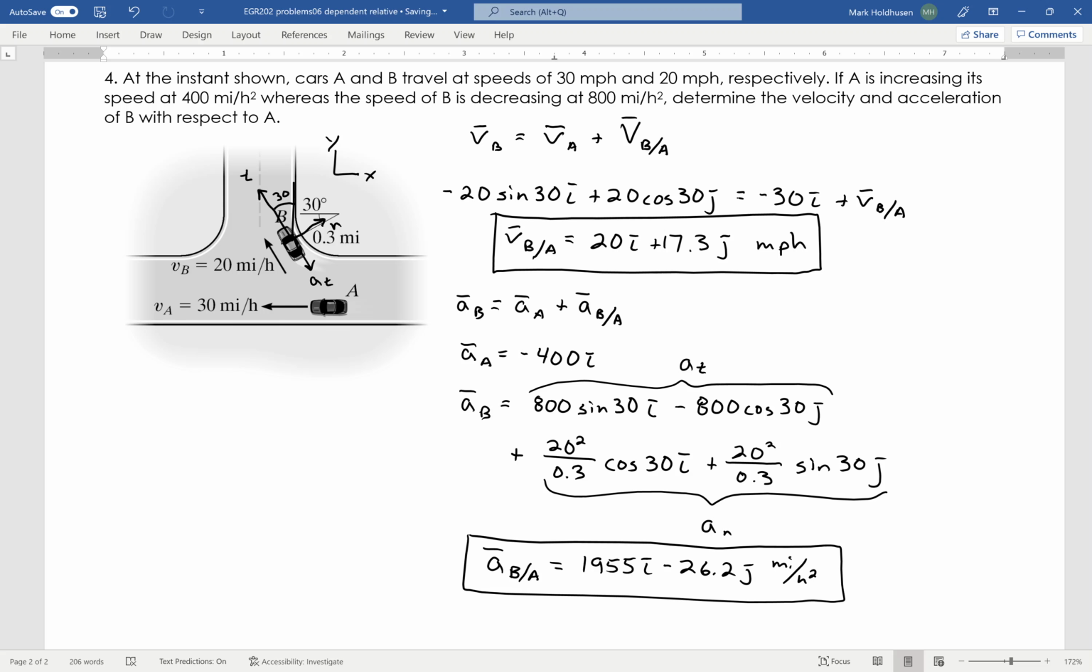And again, this is the acceleration of B relative to A. Sitting in car A, what does it look like B is actually accelerating? Because it's slamming on its brake going around that corner, it looks like it's accelerating very quickly in the x direction, especially because A is also accelerating in the negative x. This expands that acceleration and makes it look like it's accelerating away in the positive x direction as quickly as possible.